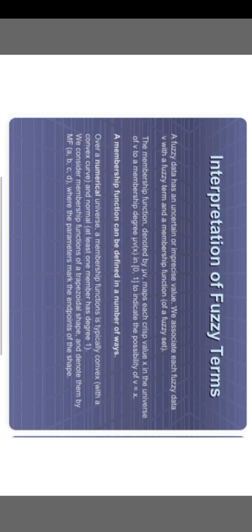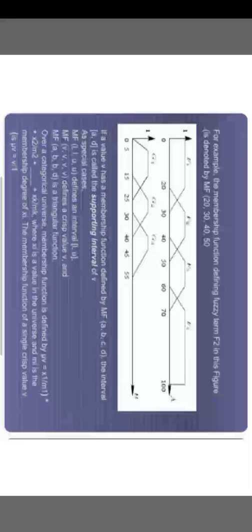We consider membership functions of trapezoidal shape and denote them by mf(a, b, c, d), where the parameters mark the endpoints of the shape. For example, the membership function defining fuzzy term f2 in this figure is denoted by mf(20, 30, 40, 50). If a value v has membership function defined by mf(a, b, c, d), the interval [a, d] is called the supporting interval of v.